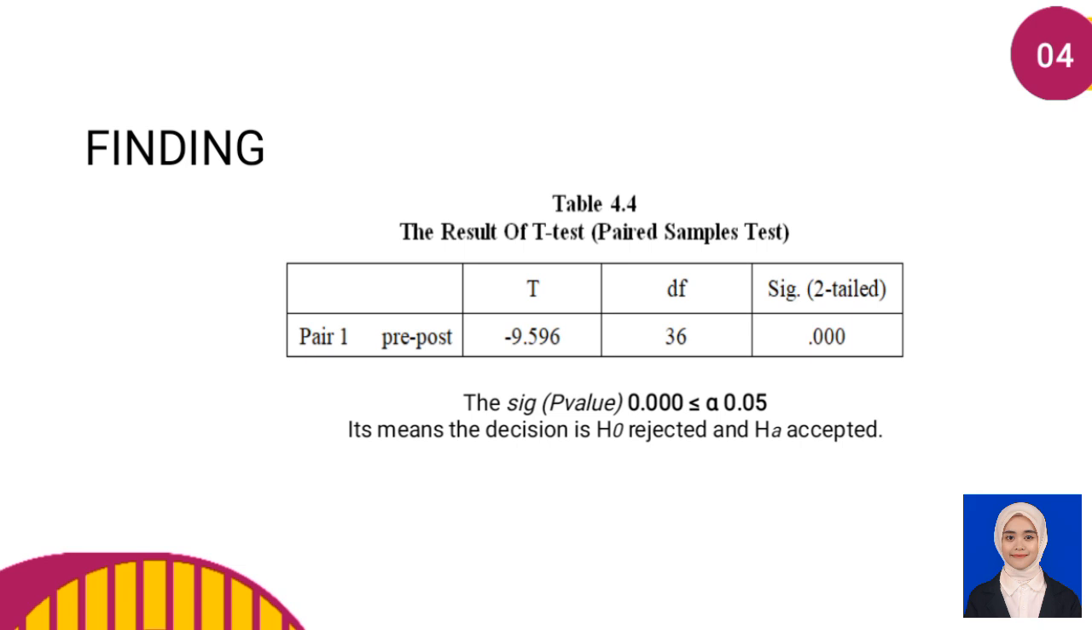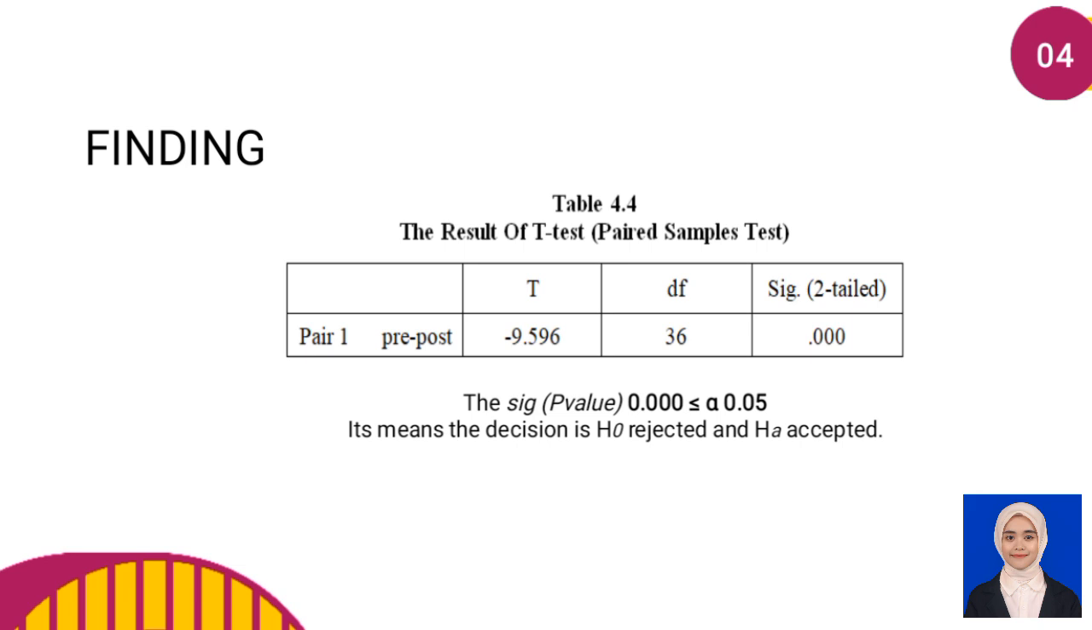And the hypotheses are: HA, which means the implementation of flipped classroom strategy mediated by learning management system has influenced student reading comprehension. And HO, which means the implementation of flipped classroom strategy has no influence on student reading comprehension.